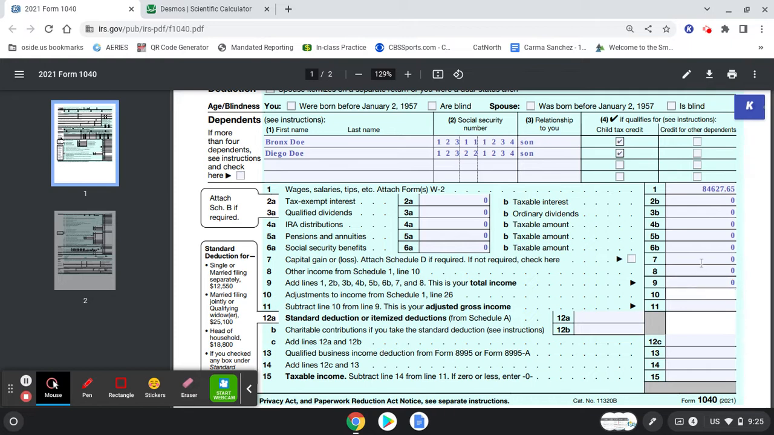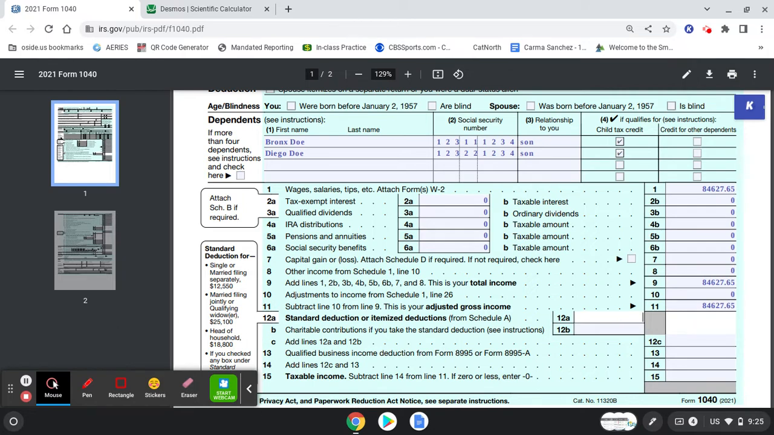Lines 1 through... So right here, we're going to put this number also on line 9, total income, because there was nothing to add to it. Okay, no adjustments to the income. Subtract line... and so that's the same number. So lines 1, 9, and 11 should all have the same number because we have no other weird incomes coming in.